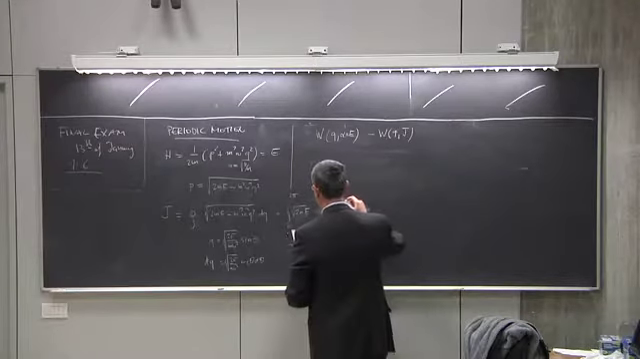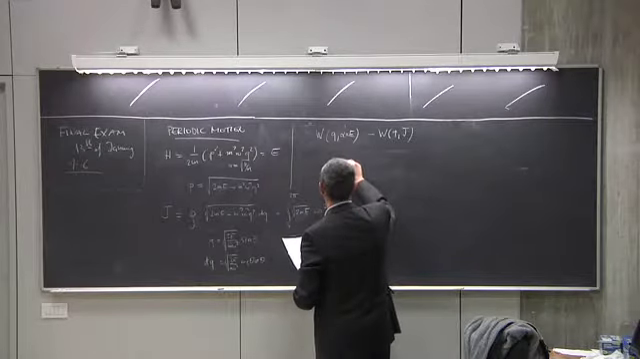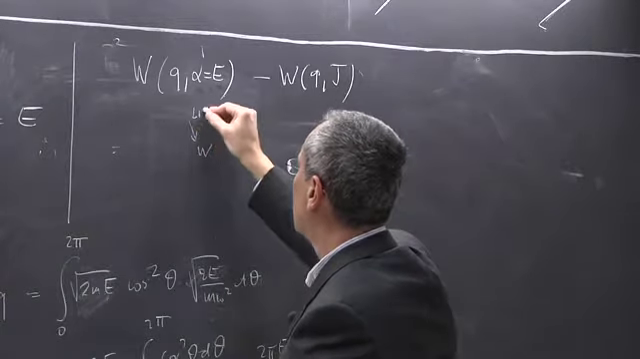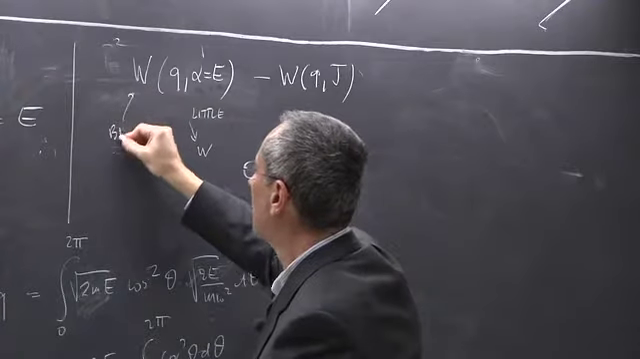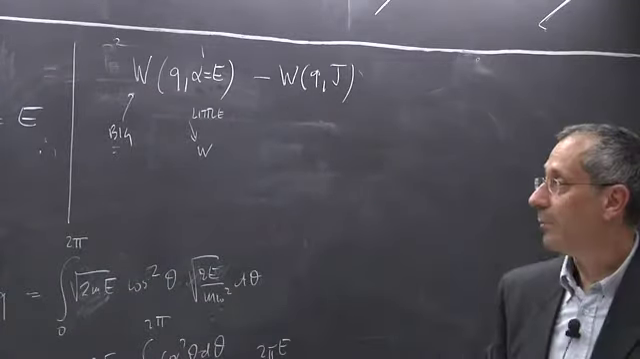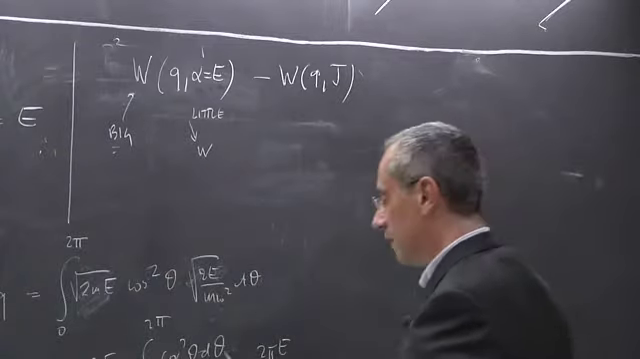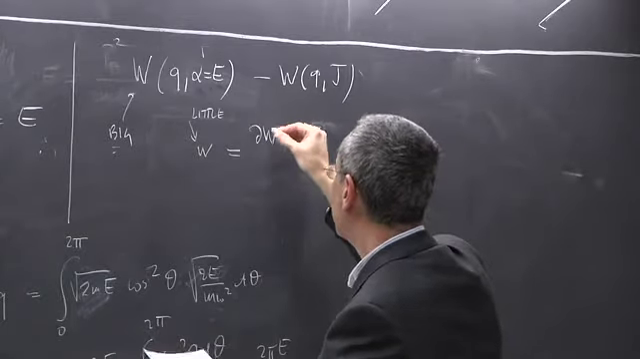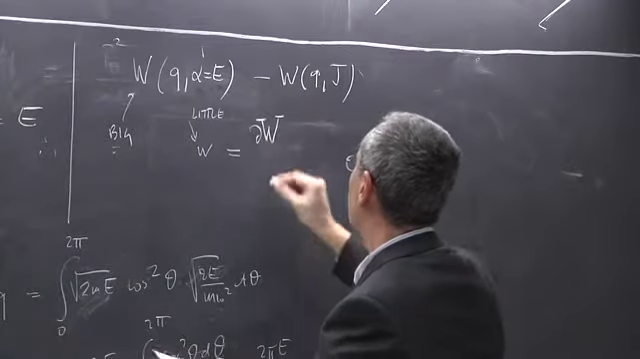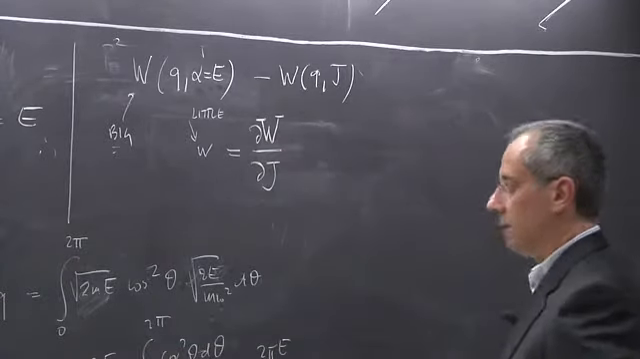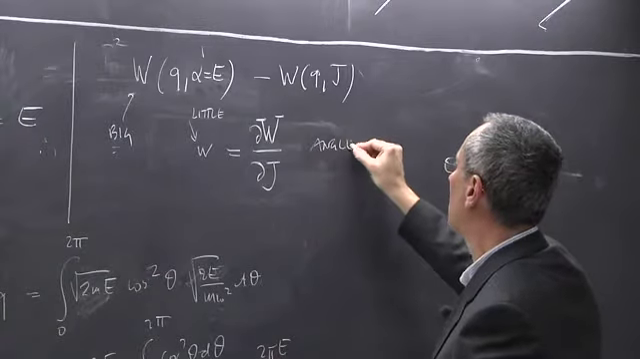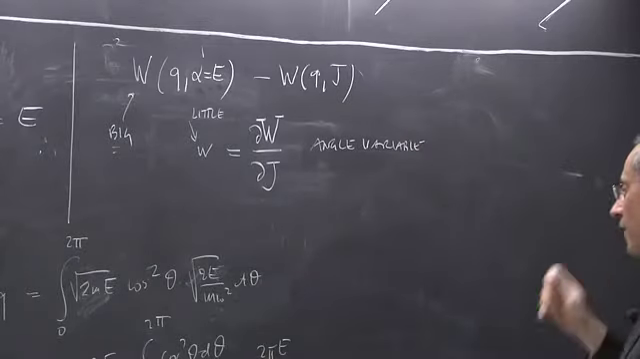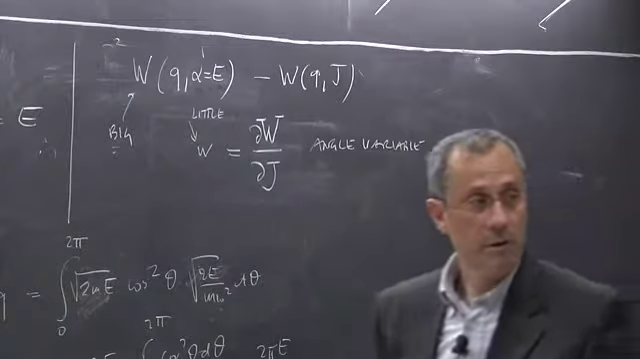And you see that I can introduce a new variable. Unfortunately, this is called little w, that is hard to distinguish. So this is little, and this is big. This is the characteristic function in the Hamilton-Jacobi, and this is a new variable, defined as, if you wish, the conjugate. So w, with the big W, the derivative with respect to J. And this is called the angle variable. So you see, I've defined two new canonical variables, the action and the angle variable, okay?